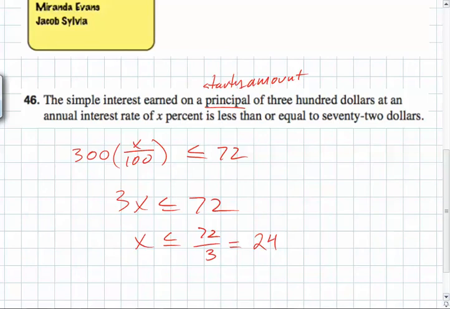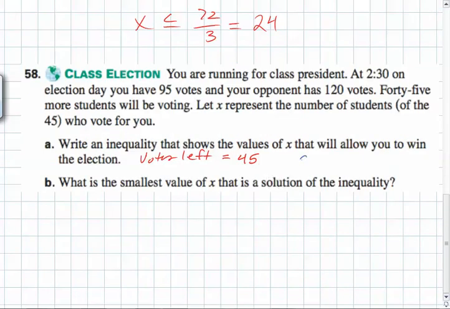You have 95 votes, and how much does the other person have? 120. To win this election, you have to have more votes than that person, correct? So whatever this side is, you have to be greater than. Do you agree with that? Yeah. You have to add something to 95.